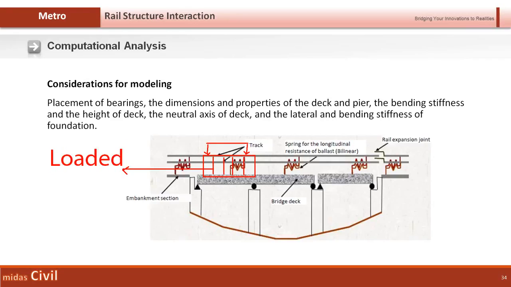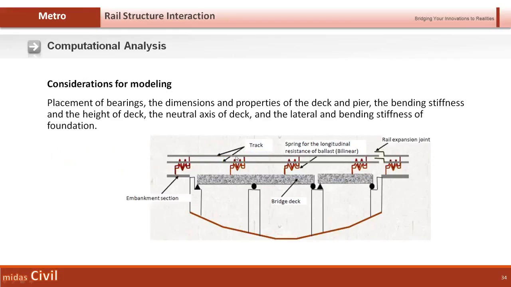Okay, this should have the loaded stiffness, and the rest of the track should have unloaded stiffness. Now the train position is not fixed, so it can move here also. This train position can shift to another position also. So we need to convert the stiffness from unloaded to loaded for all those train positions. So it becomes a little difficult.